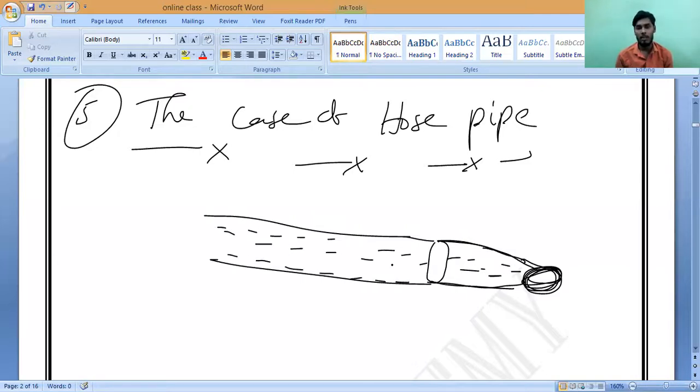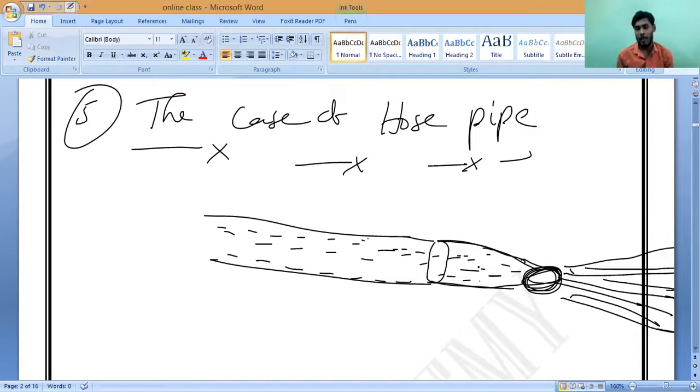So what is happening? The pipe is exerting force on this water, so that the water will fall at a very large distance. Now, when the pipe is exerting the force on this water in the forward direction, what will happen? The water will exert a force on the pipe in the backward direction. Do you understand it?